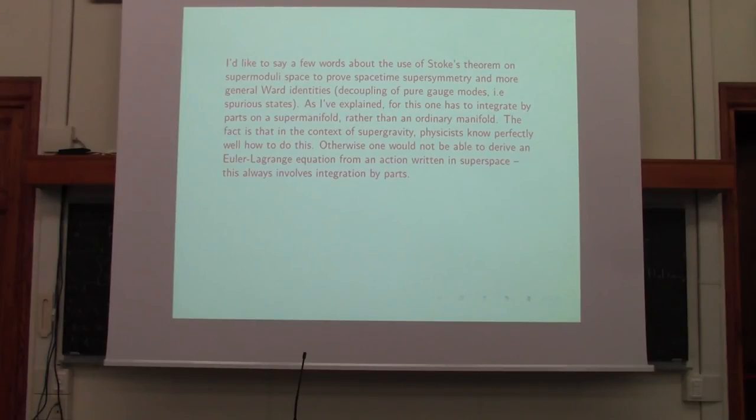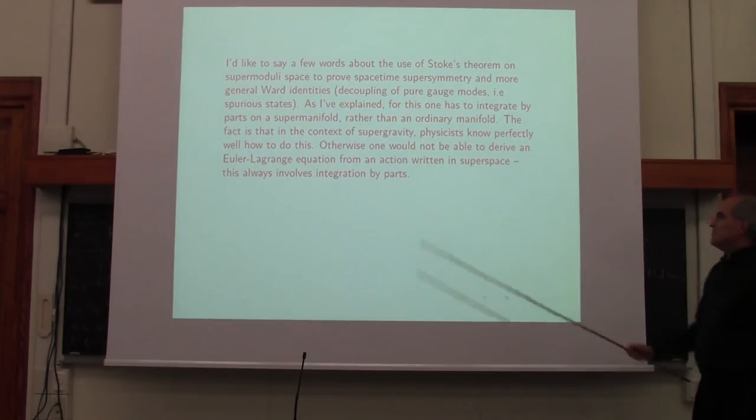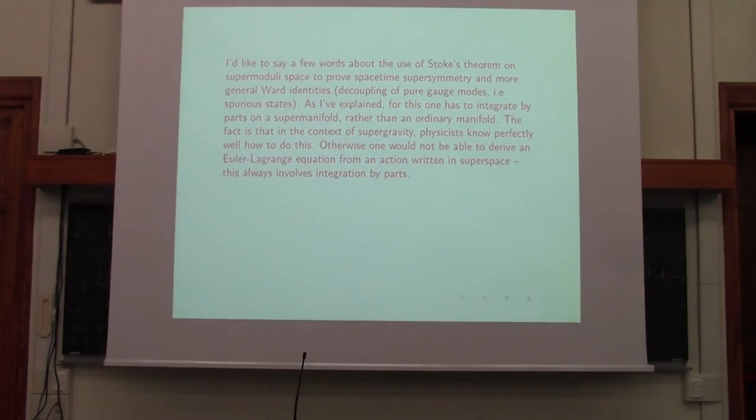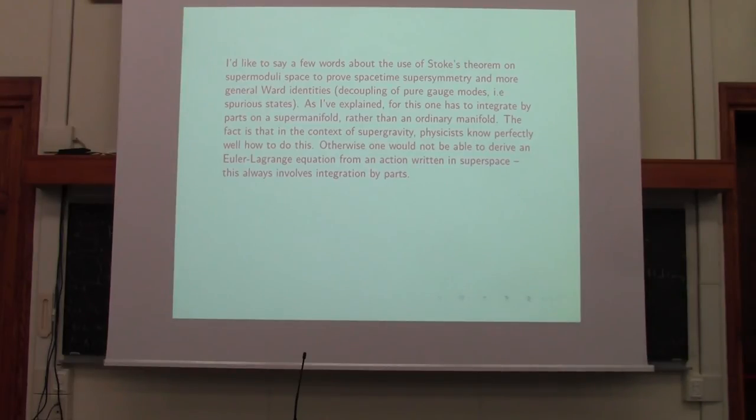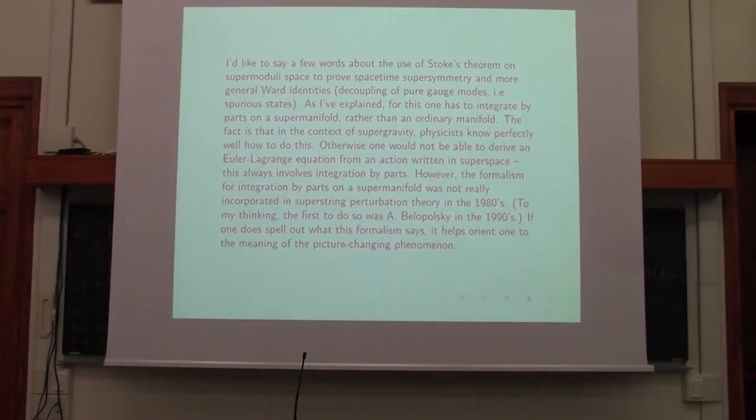So before I get into it though, I'll just say that when I explain the formalism, it might seem unfamiliar, but actually physicists working in supergravity are perfectly well familiar with this formalism. For example, one of the talks this morning basically had to do with supergravity in five dimensions. So, when you do supergravity, you need to know how to derive Euler-Lagrange equations from an action written in superspace that always involves integration by parts. So, even though it's not always formalized in the language that I will explain, some version of this is very widely used by physicists working on supergravity.